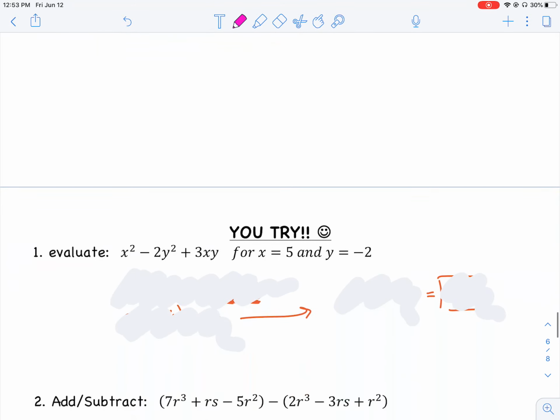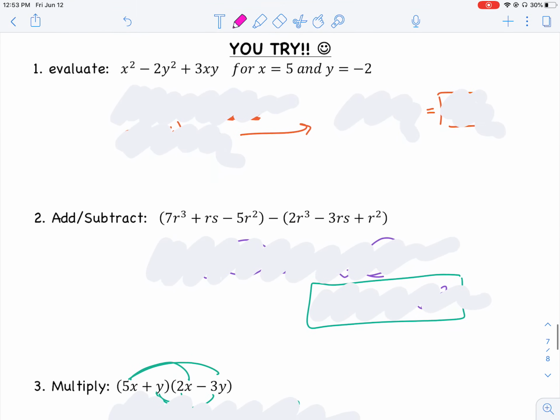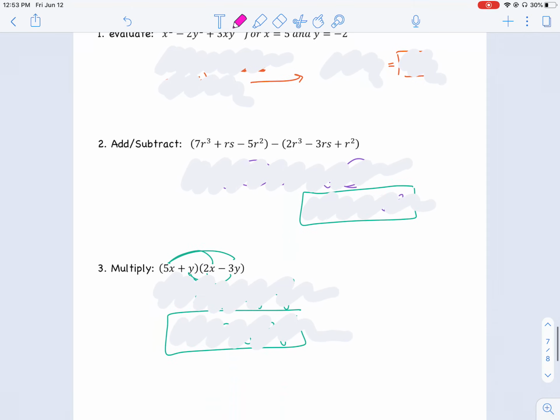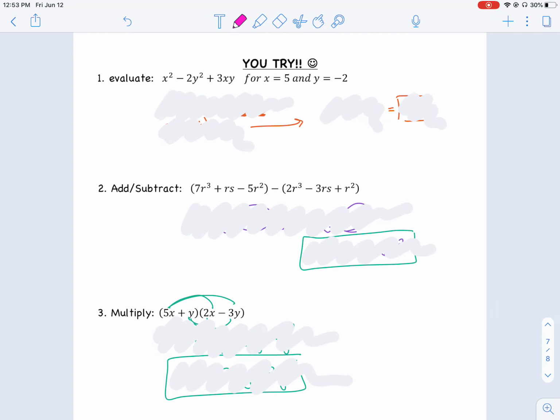All right, we've done a whole bunch of things with polynomials now with different variables. I would like you to pause the video. I would like you to try these 3. One of them is practicing evaluating. The second one is adding and subtracting. And the last one is multiplying. Pause the video, try these before moving on to your homework, and then make sure you have the correct answer before moving on. And let me know if you have any questions still.